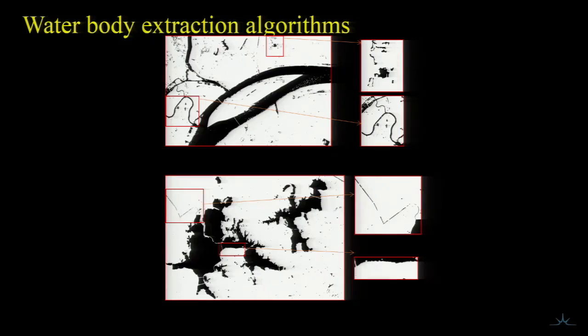So the algorithm works really well at extracting the water bodies, even though the algorithm is very easy. There are very thin water bodies here, but it can also extract them very accurately. In the second study region, we can also see very detailed water boundaries from this figure.